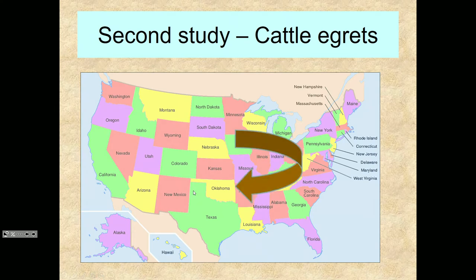So this study was made in Oklahoma, I said. The panhandle state, it looks like the state is pointing a gun like this with the finger.